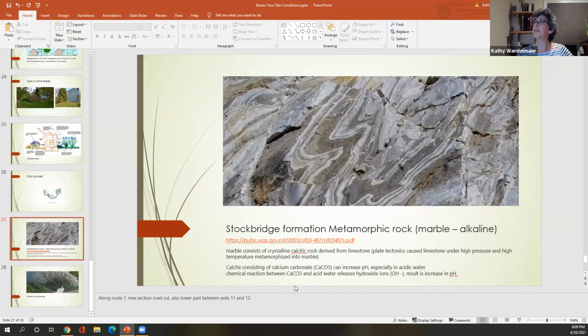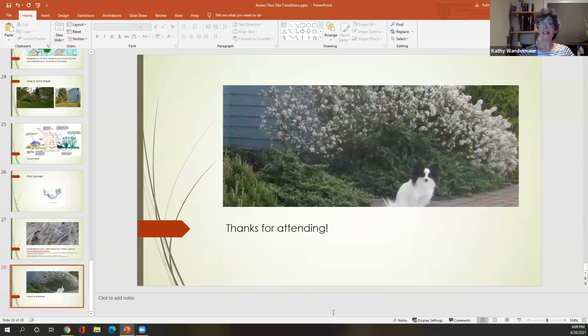The reaction releases, let's read this here: calcite, consisting of calcium carbonate, can increase the pH, especially in acidic water, which we have. Reaction between calcium carbonate and acid water releases hydroxide ions, which have a negative charge, and the result is an increase in pH. Now, if you understand that, I compliment you, because I really don't. It's been a long time since high school chemistry, but that's the chemistry of pH and why the limestone soils are more alkaline. And that's the end.